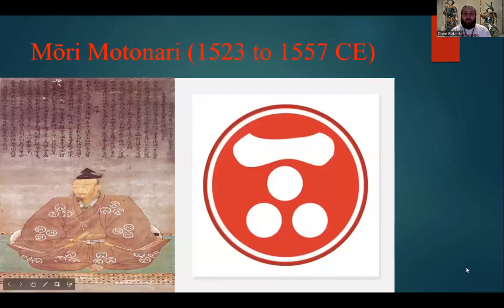Okay, so the first daimyo we are going to look at is Mori Motonari of the Mori clan, who ruled the Mori clan from 1523 to 1557 CE. So Mori Motonari was the second son of the head of the Mori clan. And he actually spent much of his youth gaining a reputation of being a very fearsome and skilled warrior. But of course, he wasn't the heir to the Mori clan.